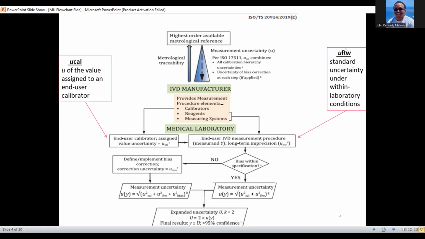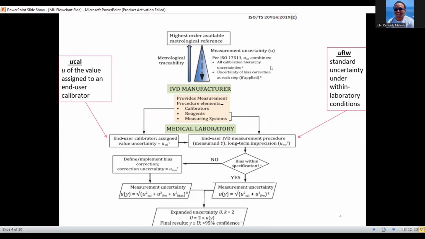So we have this uncertainty u_Rw, which is the standard uncertainty within laboratory conditions. And Beatrice has emphasized this. What conditions are we talking about? Changes in lot number, maintenance, personnel. All right. So if the period is long enough to capture all these conditions, the changes, then that's a good representation of long-term imprecision. All right. Now, these two are the biggest contributors of MU in our laboratory results.